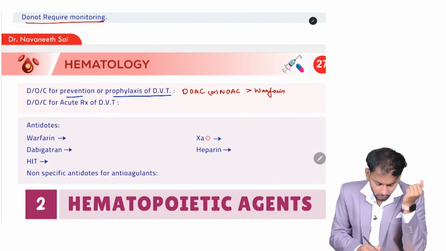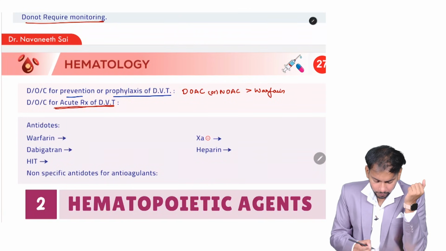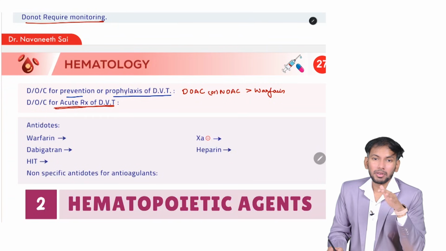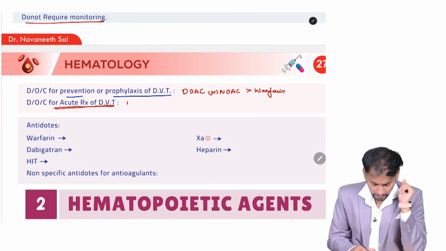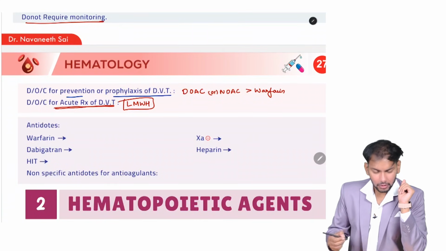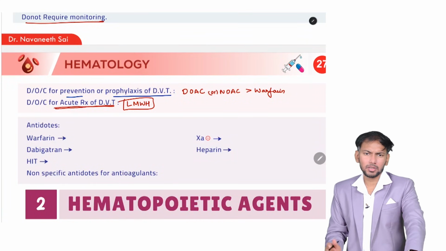Now, drug of choice for acute treatment of DVT. Here you have to give an injectable form, that is heparin. Low molecular weight heparin you will give. That's all. This is about the DVT. Yes, you understood this much?